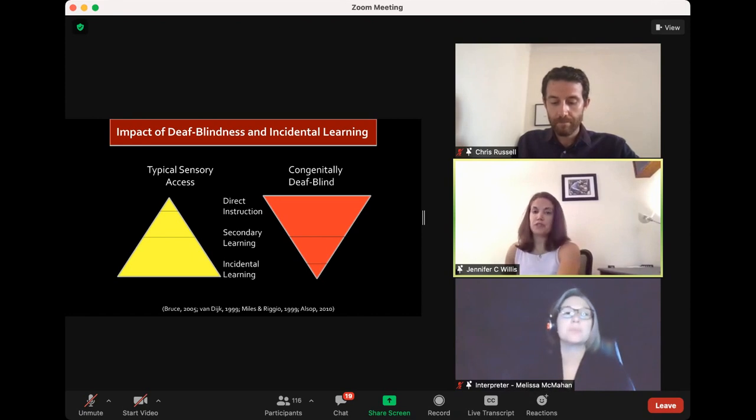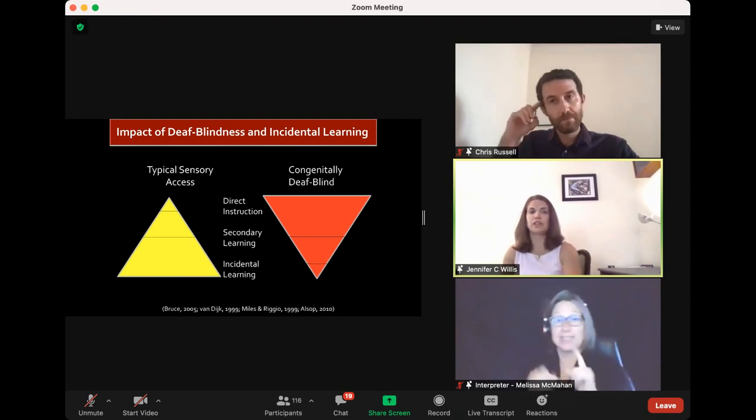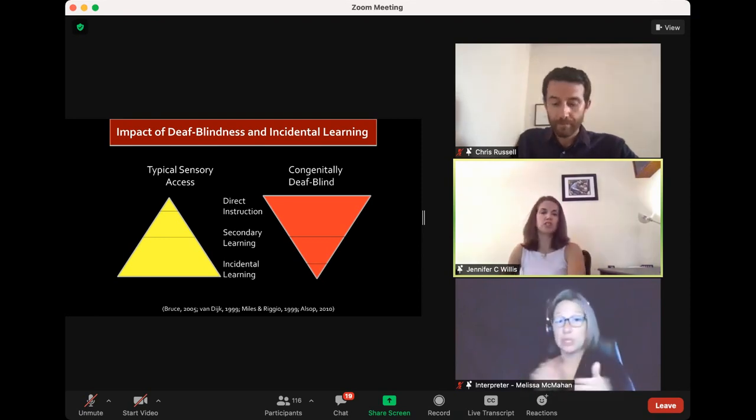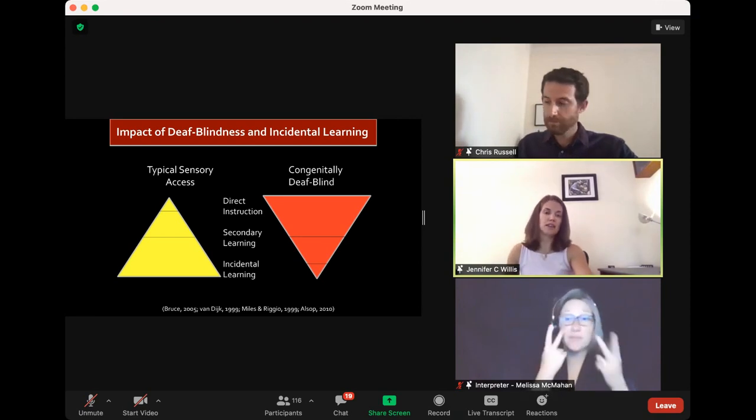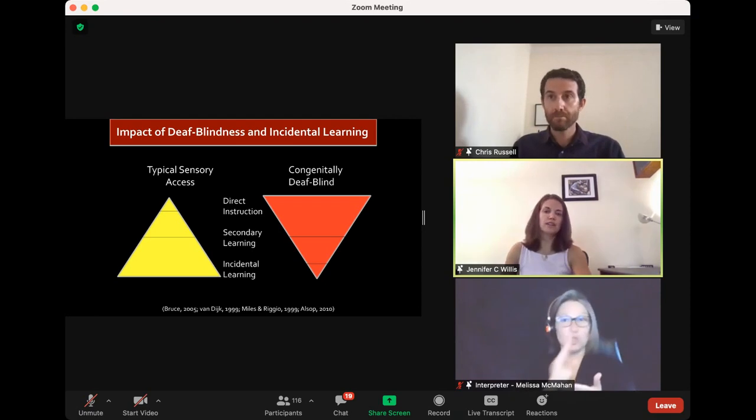And so this is just another visual example of how vision and hearing loss can impact our students' ability to learn. Look at if a child has typical vision and hearing, so much information is received incidentally and very little through direct instruction. But for children who are deafblind, it is the exact opposite.